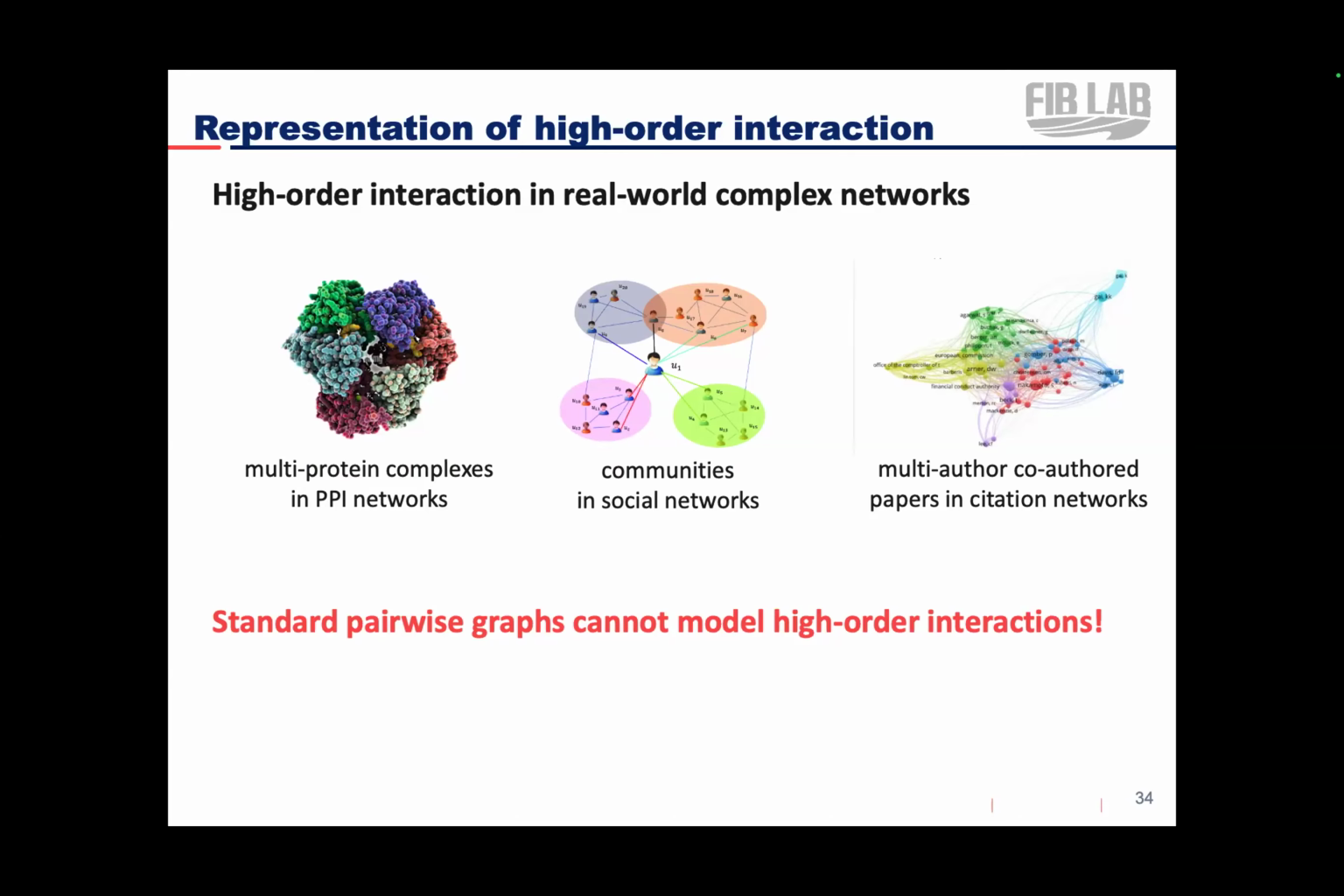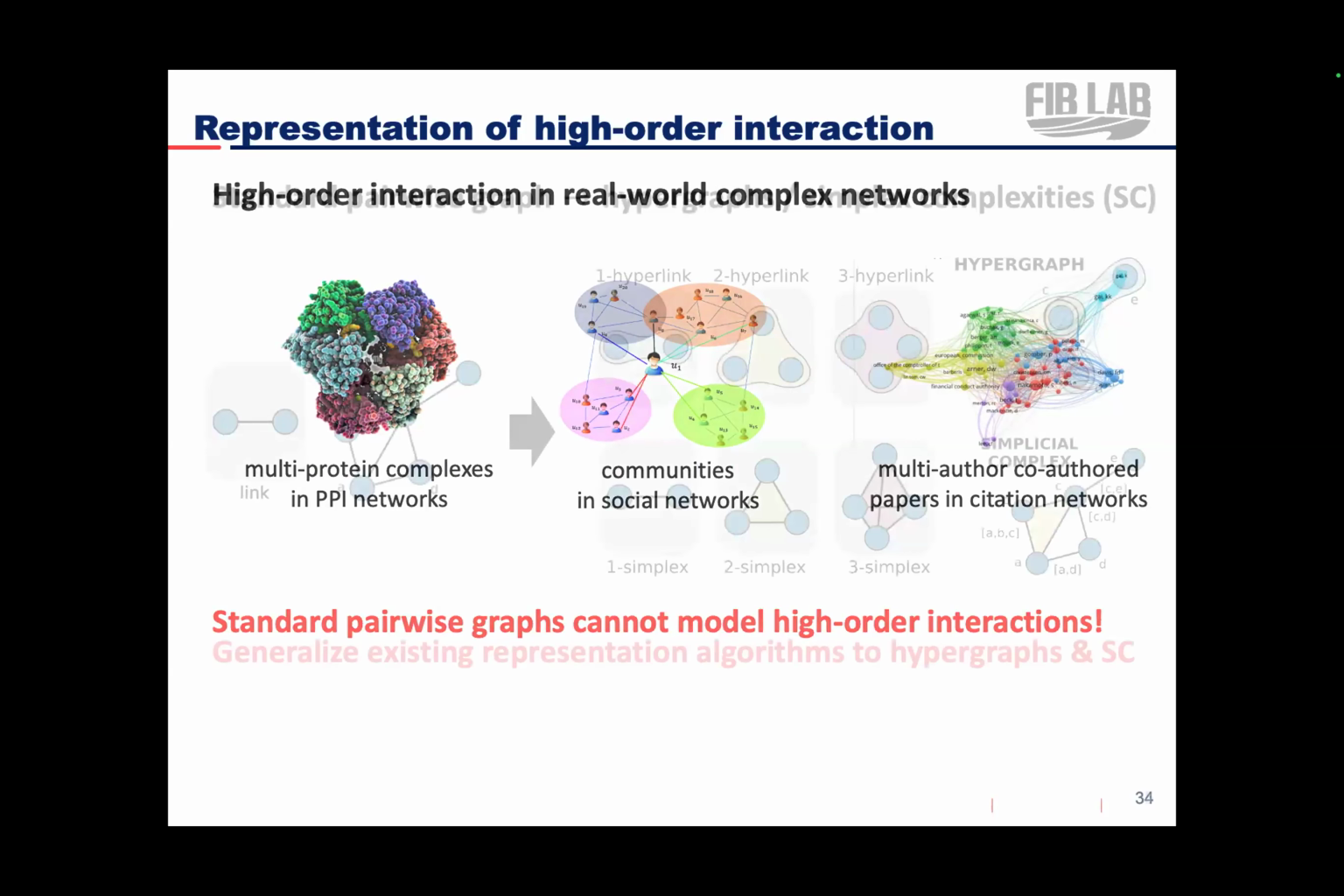And standard graphs cannot model this, because each edge only connects 2 nodes. That's where hypergraphs come in. A hyperedge can connect 3 or more nodes, capturing these multi-entity interactions. And this is crucial because these high-order structures deeply affect how networks behave.